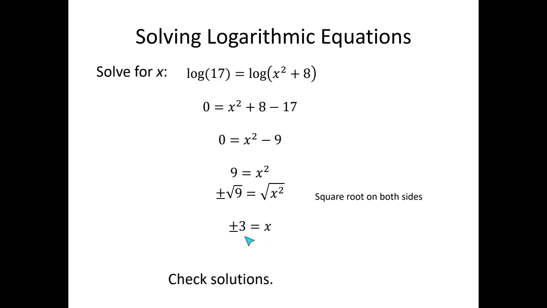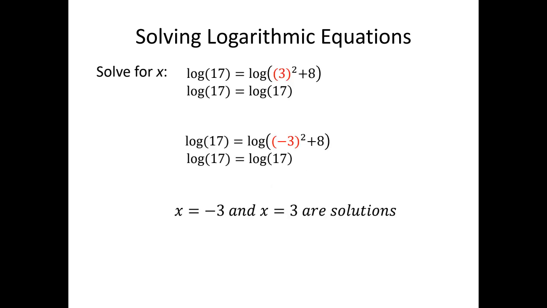So we have two possible solutions: x equals 3 and x equals negative 3. In order to find out if they are solutions, we have to plug them in. If we have a positive 3 here, we would get 3 squared is 9, plus 8 is 17. So that's okay. If we have a negative 3, squared is going to be 9, plus 8 is also going to be positive. And so they are both solutions. Again, the reason they're both solutions is because the resulting number is positive.